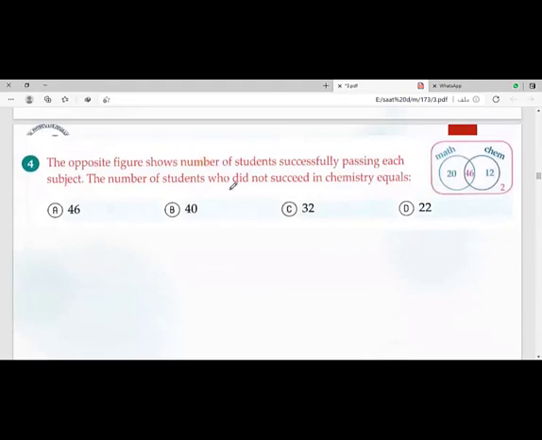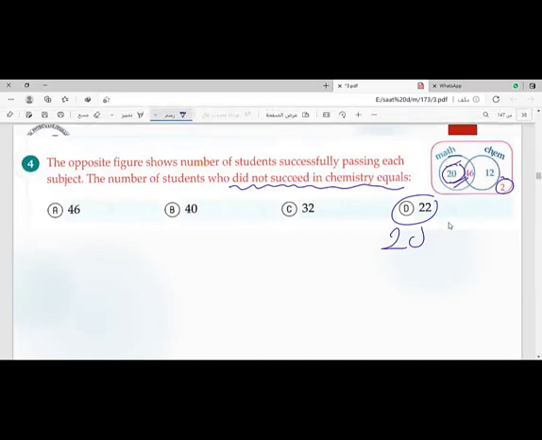The opposite figure shows the number of students successfully passing each subject. The number of students who didn't succeed in chemistry equals? Here 20 didn't succeed, and here also 2 didn't succeed. So the number of students who didn't succeed in chemistry equals 22. 20 here and 2 here, as chemistry is this circle.